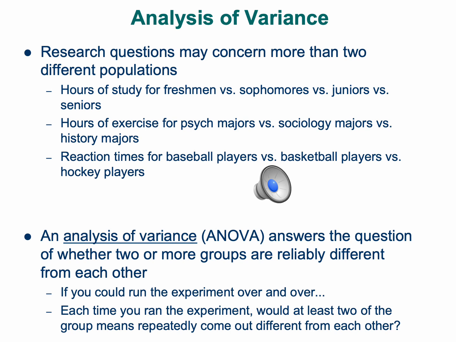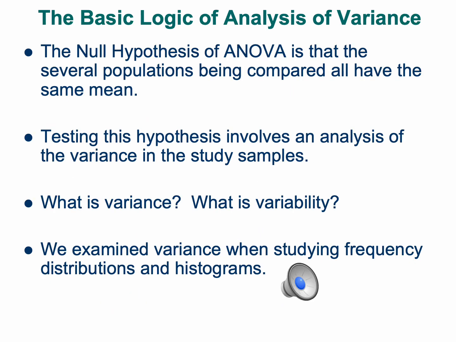Here's some others. Reaction times for baseball players versus basketball players versus other players. And in general, the analysis of variance answers the question of whether two or more groups are reliably different from each other. It's the same logic as the t-test, it's just now it's being applied to more than two means. The logic of the analysis of variance is the same basic logic as the t-test. The null hypothesis is slightly different. The null hypothesis of ANOVA is that several populations being compared all have the same mean.